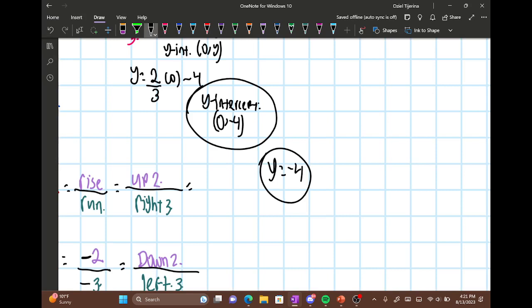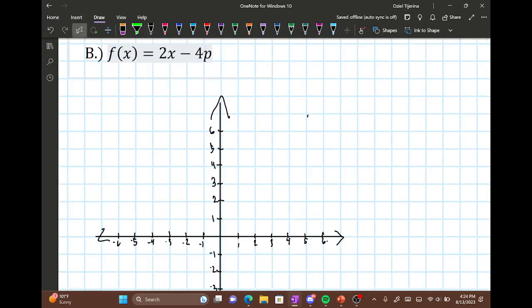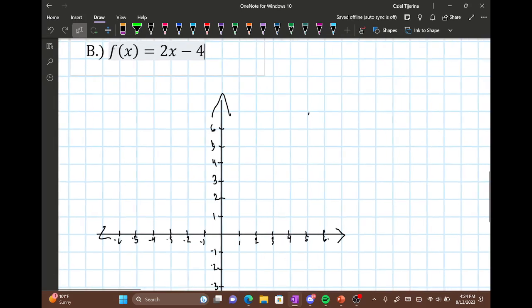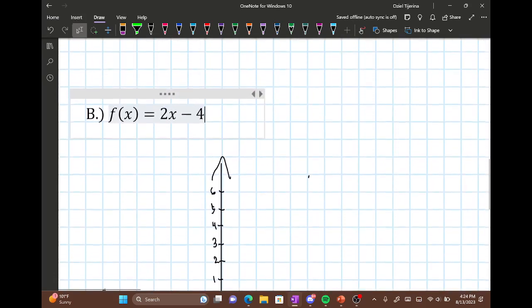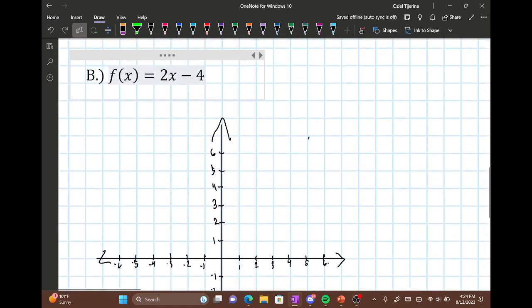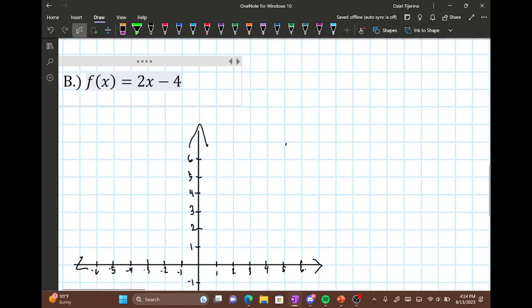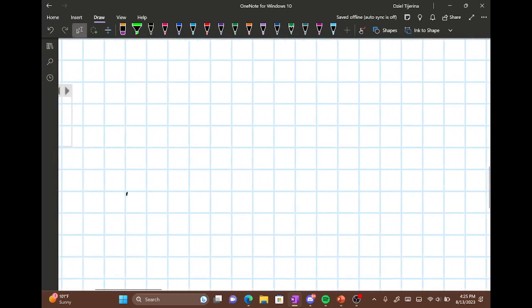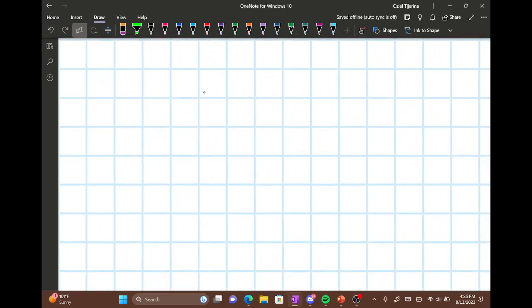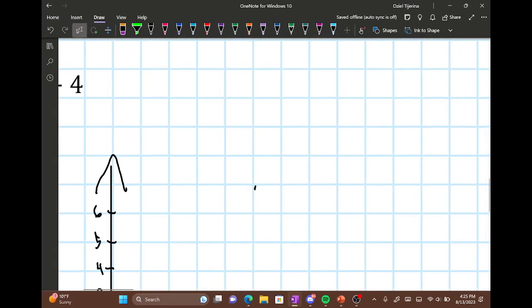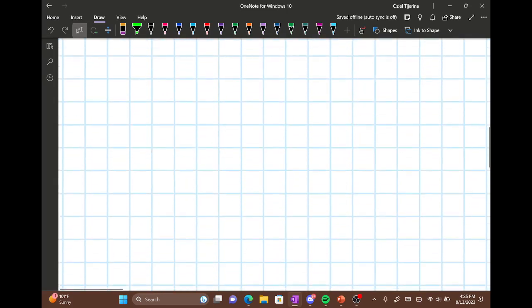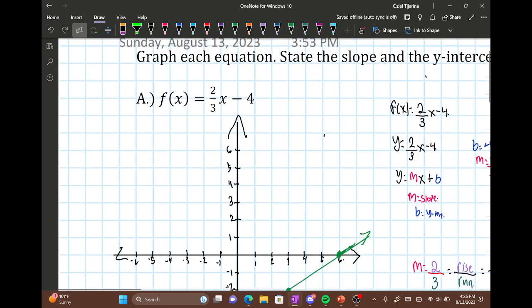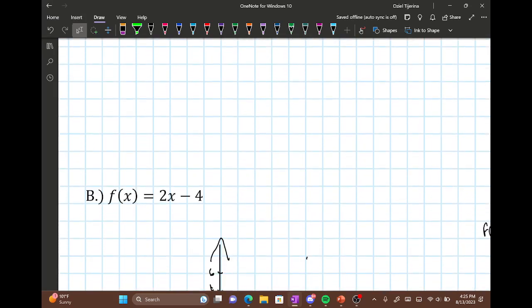We're going to go ahead and do one more. Okay, guys, let me erase that. That wasn't part of the equation. So we want to graph this one now, and we want to state the slope and the y-intercept. It's still the same idea. f of x equals 2x minus 4. Actually, hold on, guys. Let me change this up. I'm going to do it as -2x plus 4.